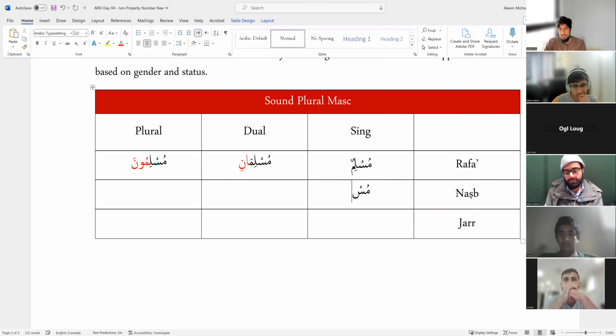So let's hop into the nasb. That's going to be musliman on the singular. And then on the dual, it will be muslimaini. It's an aini ending.